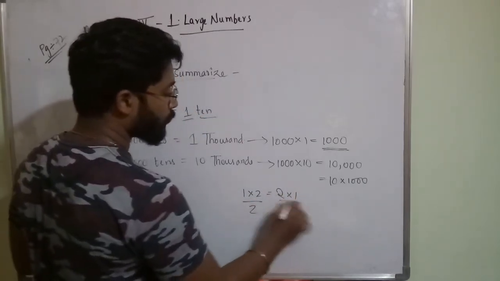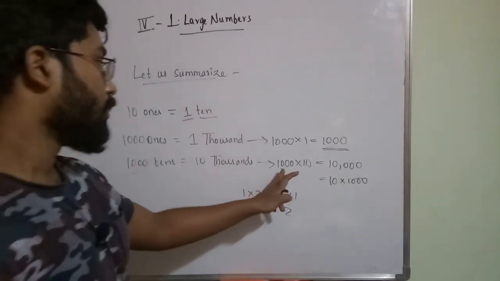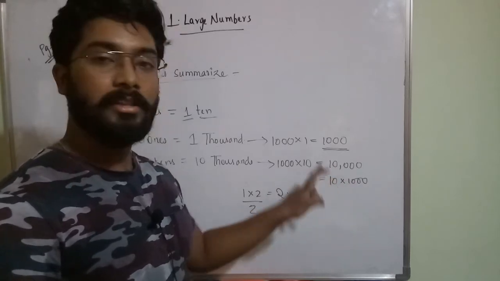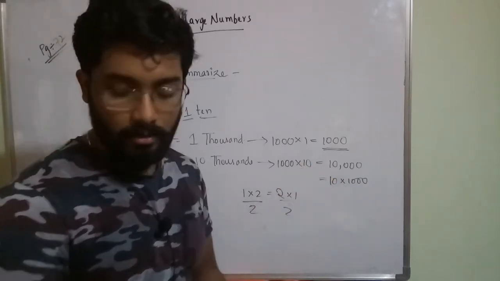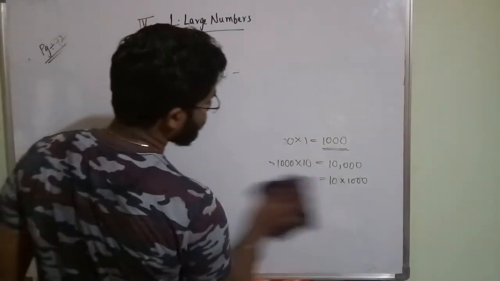2 into 1 is 2, 2 into 1 is 2. These both 2 are equal, no? So this one also, 1000 into 10 equal to 10,000, and 10 into 1000 is also 10,000. So both these are equal. Okay, so like that you have to understand. First three I have explained, no?